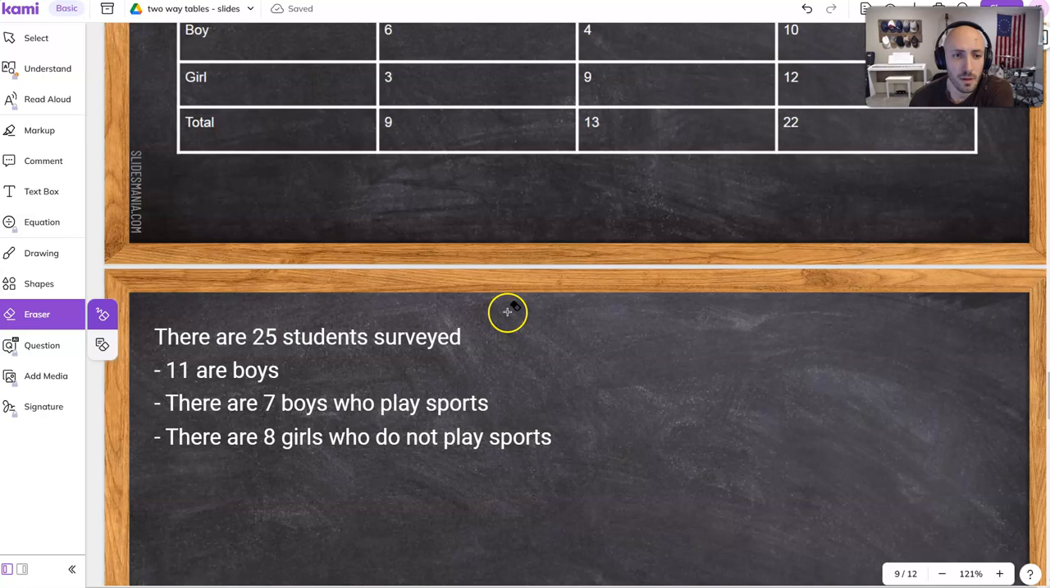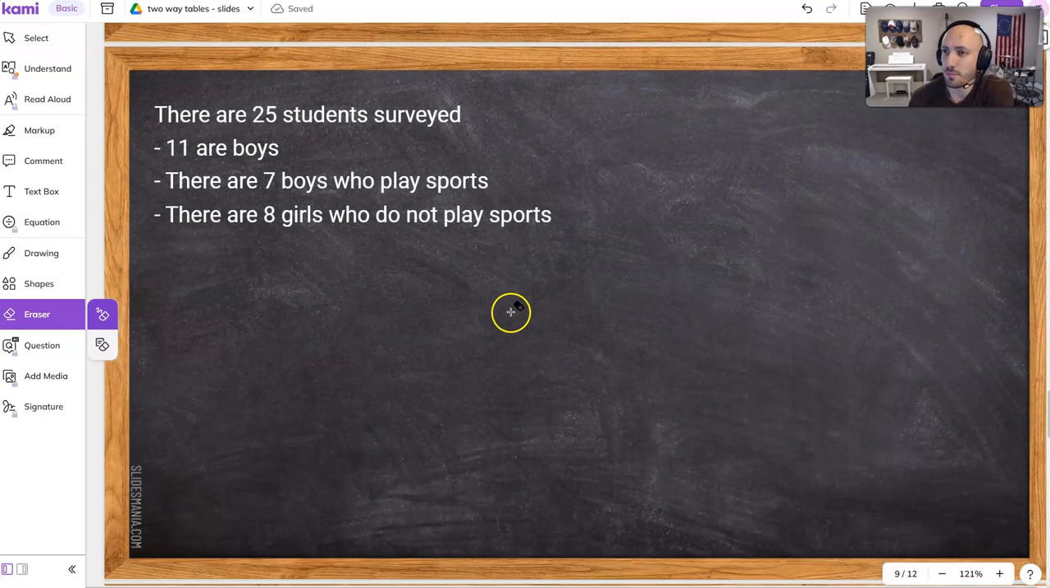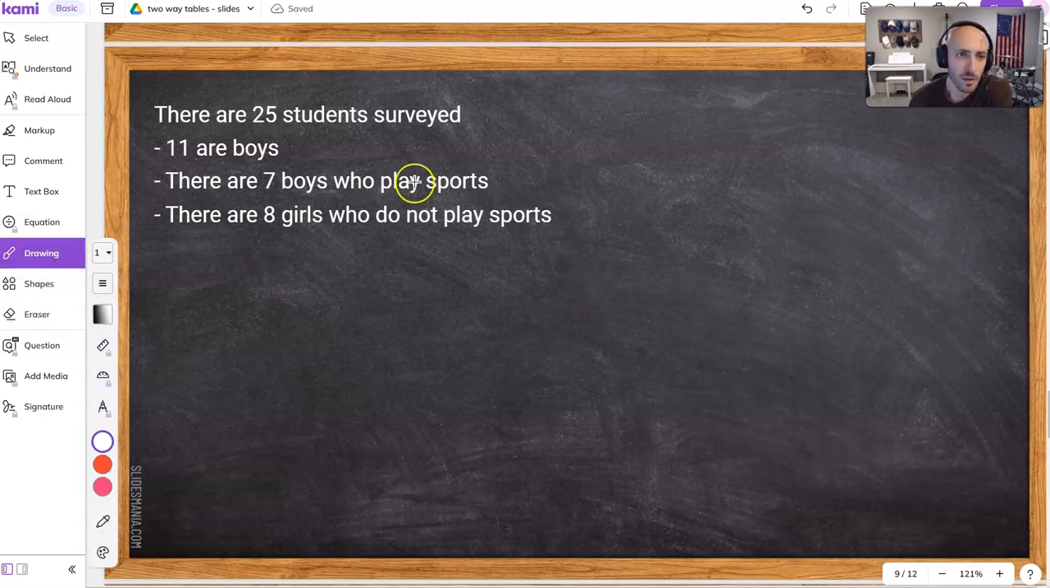Okay, so now it's your turn. I want you to pause the video and try to create your own two-way table using this information here. We're saying that there are 25 students surveyed. 11 of those students are boys. There are 7 boys who play sports, and there are 8 girls who do not play sports. So I'll start by giving you guys the variables, and then you can pause the video and try to make your own two-way table here.